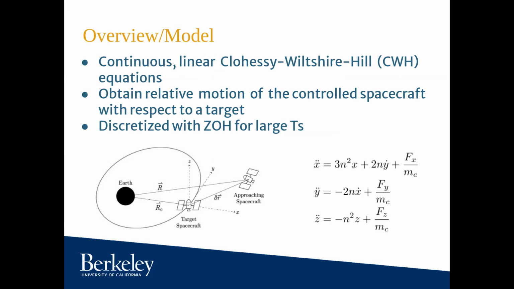So we use the continuous linear CWH equations to model our MPC. We want to obtain the relative motion to the target's reference frame for our controlled spacecraft with respect to the center of the Earth. And we chose zero order hold because we want to use a large time step, approximately 2 minutes, because in space it is important for fuel minimization and preservation as you traverse.